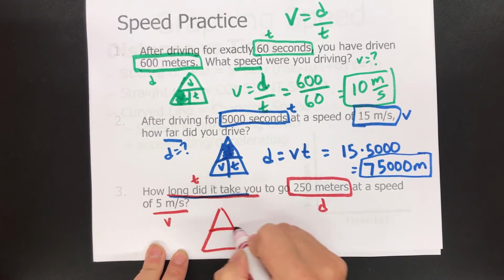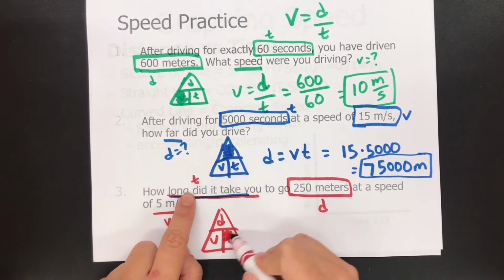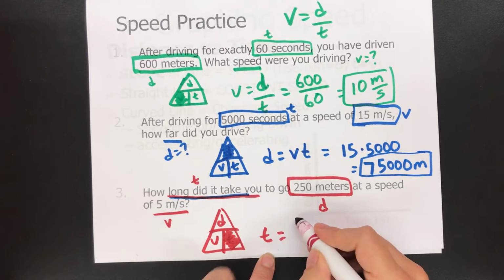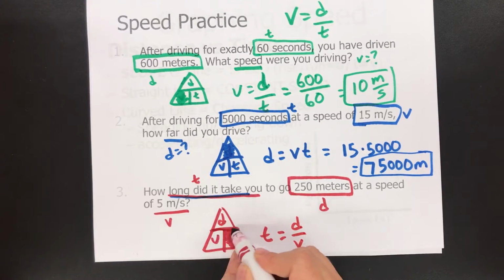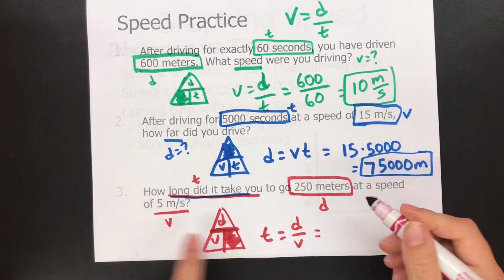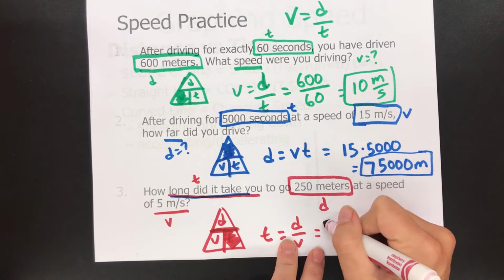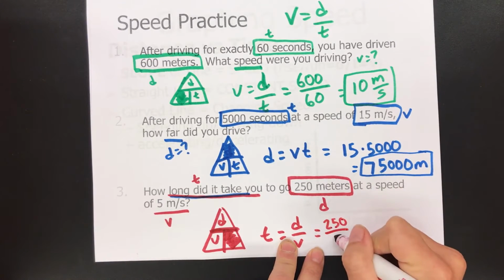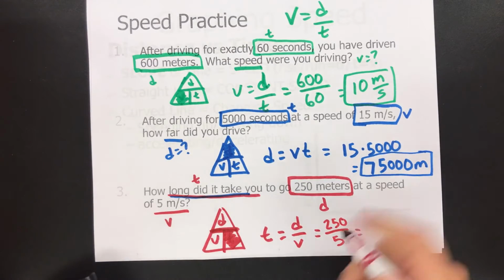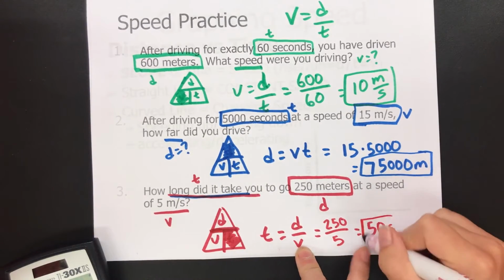Okay, so we do our triangle. Remember, D's on top, V and T fall to the bottom. We're looking for T this time. So you shade in T, and then all you do is you have D over V. Remember, if it's something on this top line, whatever's on top stays on top, and then V goes to the bottom. So now all you have to do is plug in. Do not make the math harder than what it is. Just plug it straight into this lovely triangle. So 250 divided by 5, and you get 50. And you're looking for time, so you should see that that's going to be seconds.